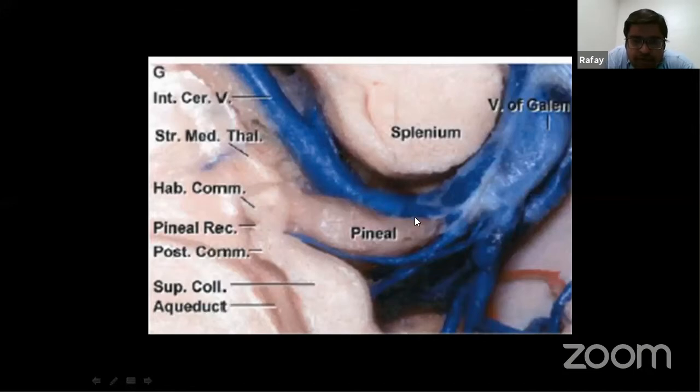This is the pineal body that is attached with the stalk. At the upper lamina of the stalk, we have the habenular commissure, and at the level of the lower lamina, we have the posterior commissure. And below that, we have a triangular shaped duct called the aqueduct of Sylvius.